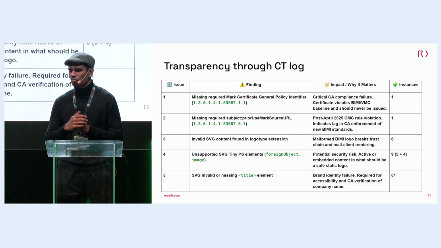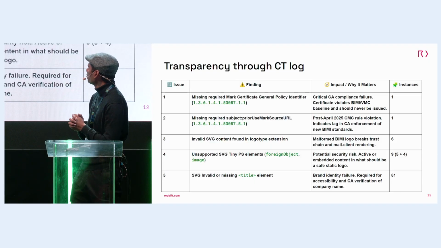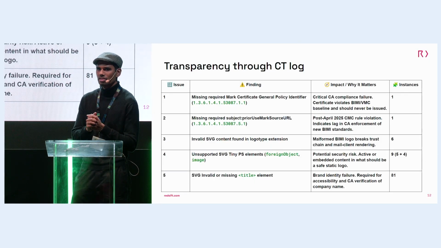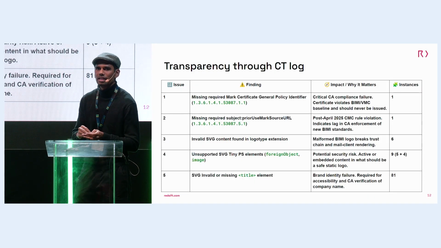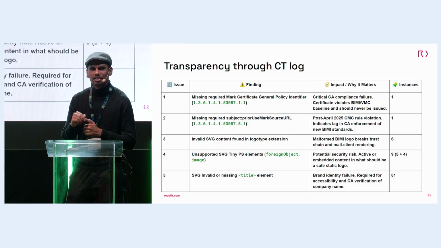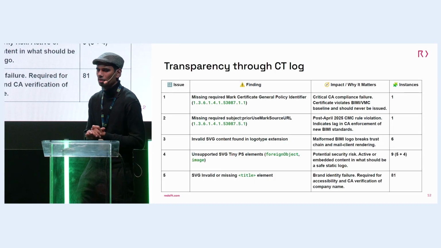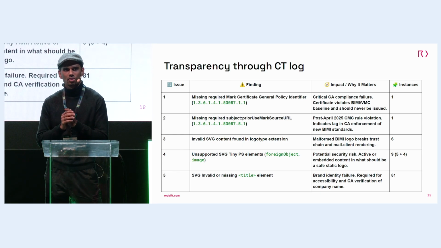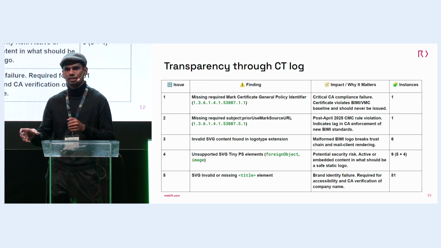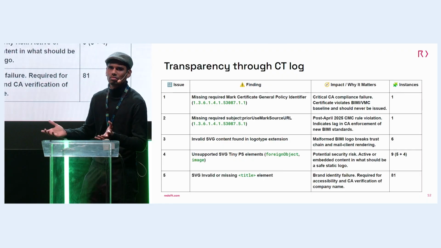Some insights from analyzing those entries. The first one is an example where I found one instance of an entry where the mark certificate general policy identifier was missing. This is a mandatory identifier that needs to be there, so that's a policy violation. Second, I found one instance of a Prior Use Mark certificate that doesn't have a prior use mark source URL, where it was validated.